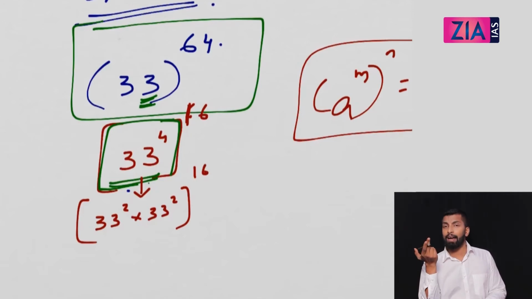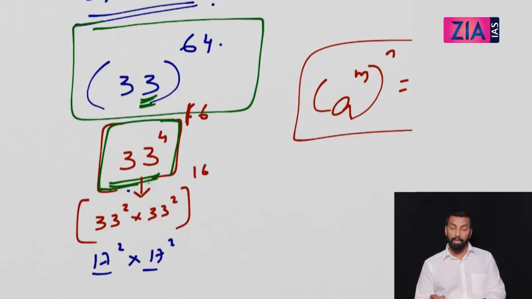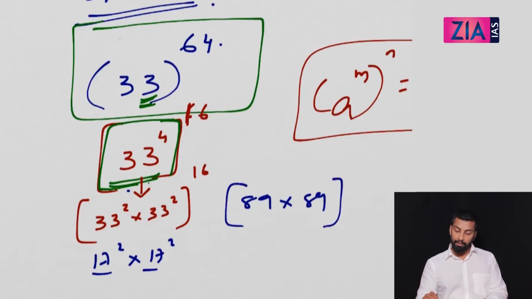So 33 square last 2 digits will be equal to 17 square last 2 digits, because 33 is 50 minus 17. So if I need only last 2 digits, I can write 33 square as 17 square, right? So this becomes 17 square, this becomes 17 square. 17 square is easy, 289. I don't want 289 completely, I need 89. So this will be 89 and this also will be 89. Okay, the power is there, common power 16. Now this becomes 89 square, right?